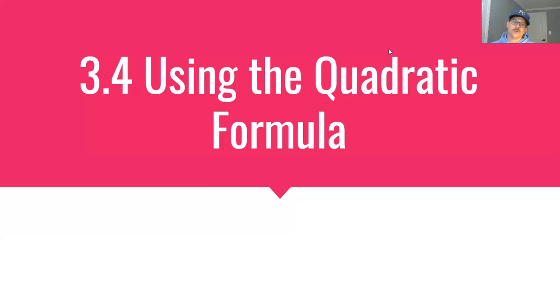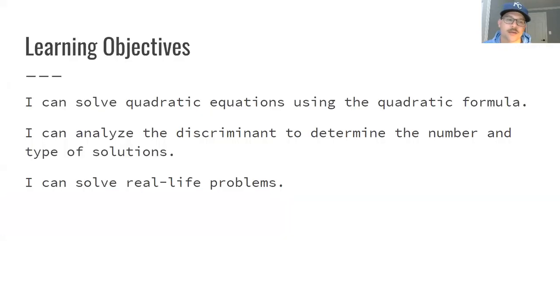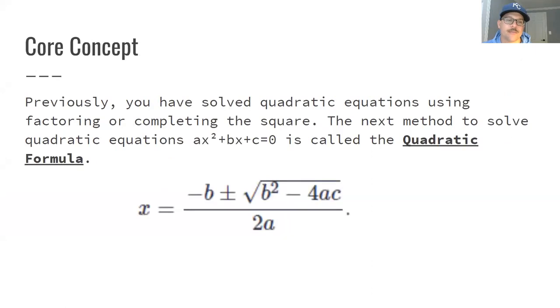All right, next tutorial, Big Ideas Algebra 2, section 3.4, using the quadratic formula. So we're going to be able to solve quadratic equations, find their zeros, find their roots using the quadratic formula. We're also going to talk about the discriminant, which tells you the number and type of solutions there are, and then being able to solve these in a real life problem.